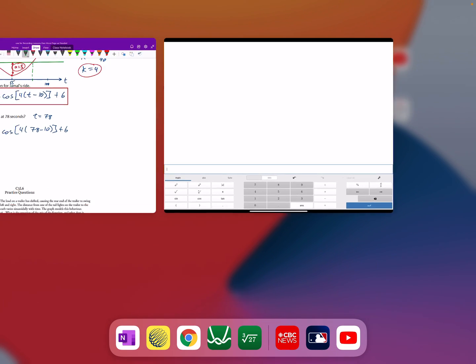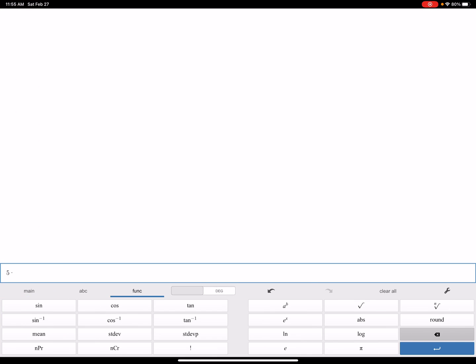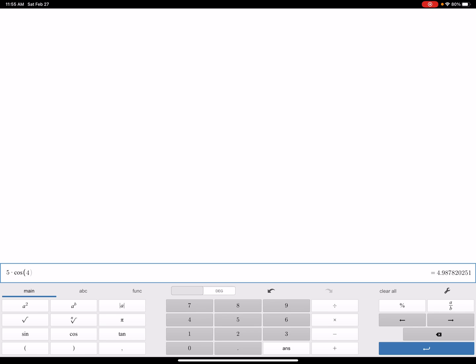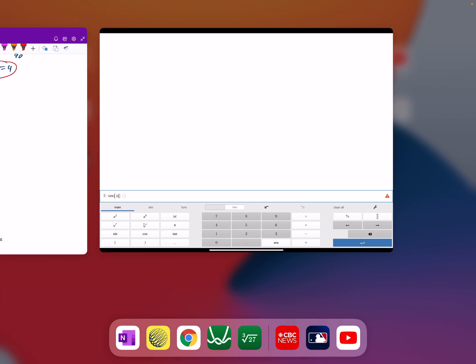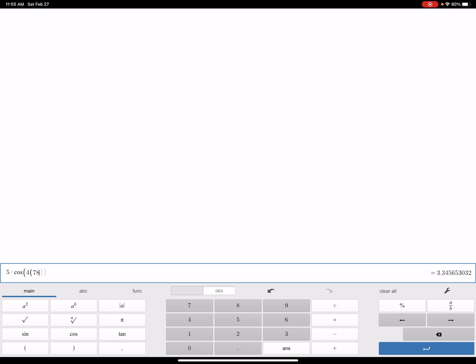So I had 5 times cos, and then I had 4, and then bracket, 78 minus 10. Let's type it all in. I know I can do some of this myself in my head, but I want to just let the calculator take care of everything for me. So 4 times 78 minus 10, end brackets, and then I had the plus 6. And I got 6.2, let's say.